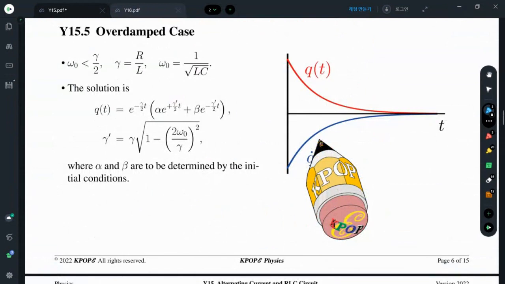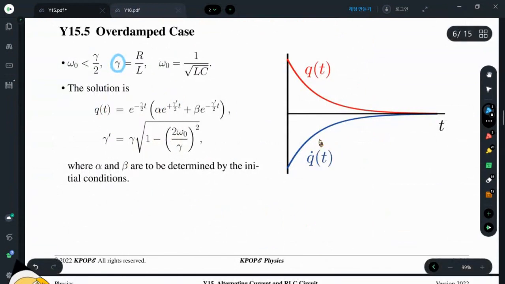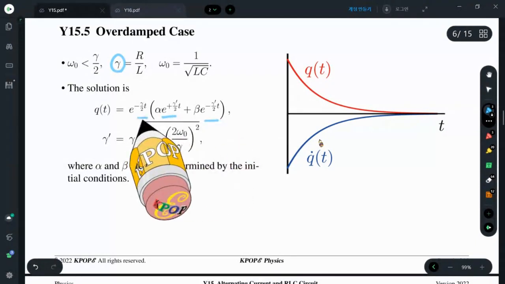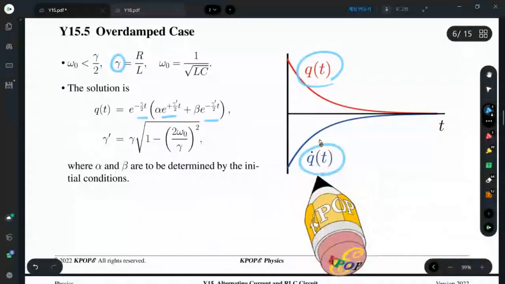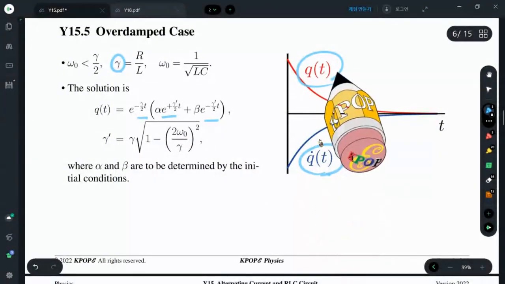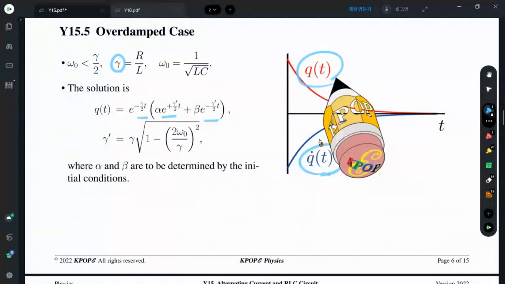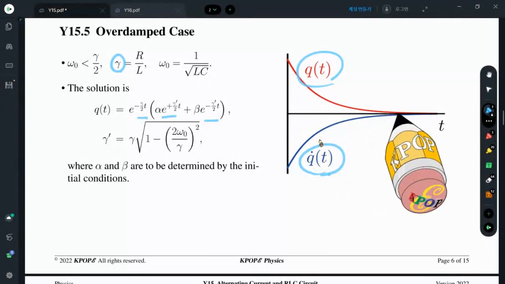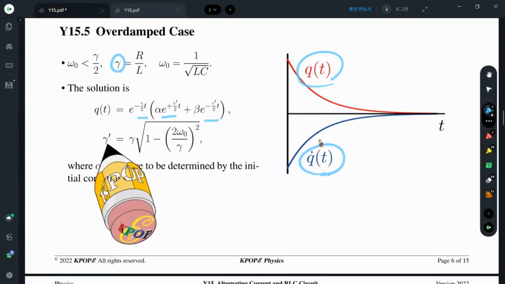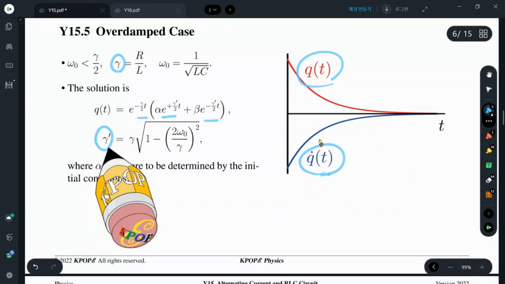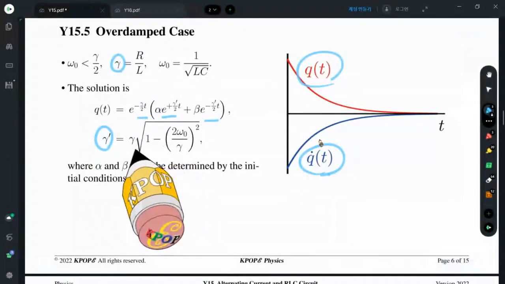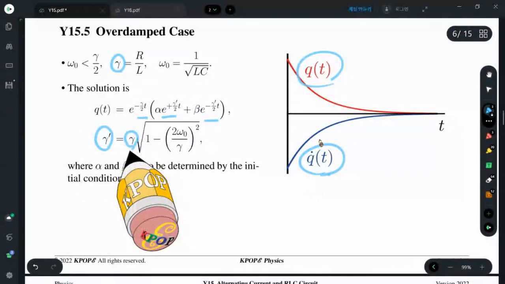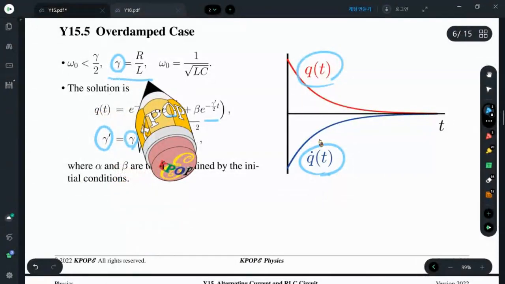Overdamped case, if R is large enough, then there is no oscillation anymore. Therefore, the final current and the charge saved inside the capacitor is not oscillating anymore. And the gamma prime is slightly smaller than the original gamma, that is R over L.